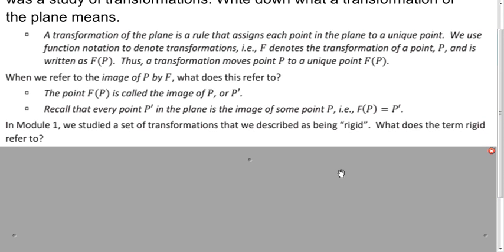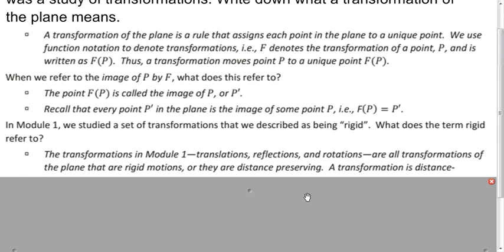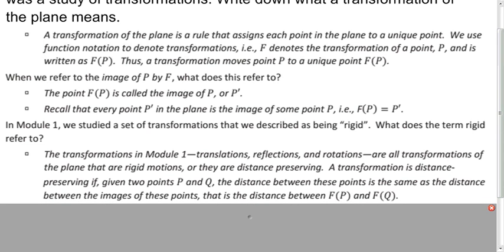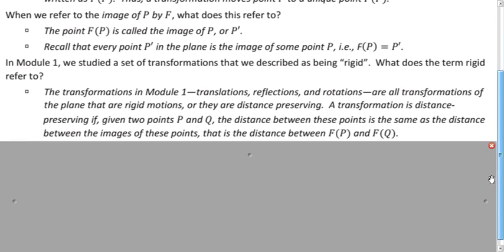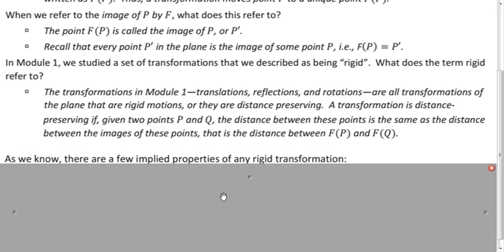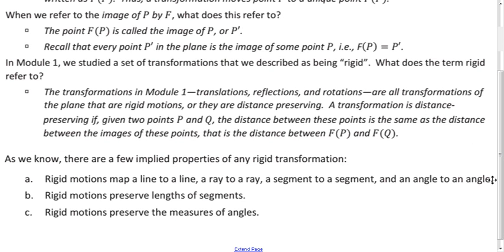And we talked about rigid motions before. Why is that word important? What does the word rigid refer to? Well, rigid is referring to the fact that we have an isometry. That is, the distance is preserved under the transformation. And we also learned that lines map to lines, rays to rays, segments to segments. Angles map to angles, and the angle measures are preserved. Okay, those are all important properties.